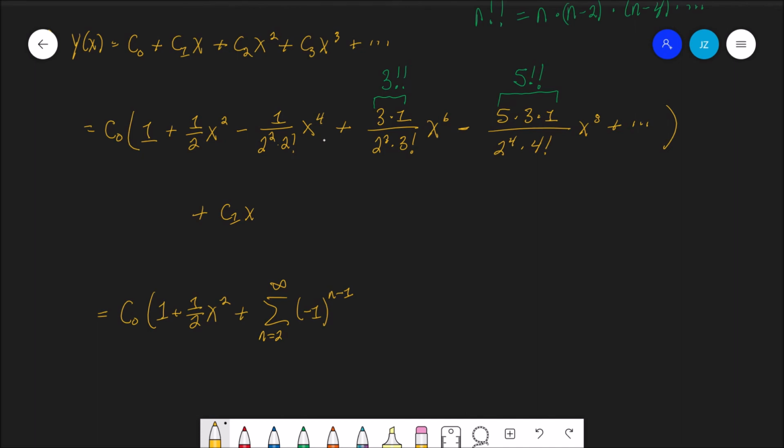So for here, the n is 2, and this is 1. This is 3, and we get 3 times 1. 4, we have 5 times 3 times 1. The general pattern is 2n minus 3 double factorial.